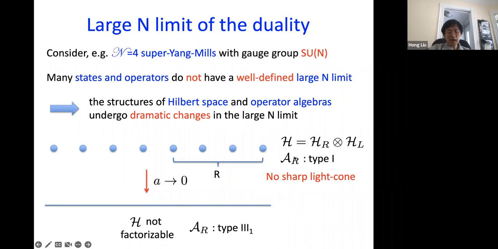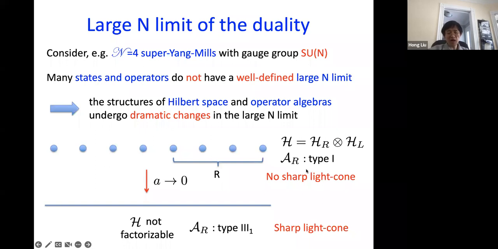And so one key thing I emphasize is that when you have type I in the discrete case, there's no sharp light cone. And in this case, there's a sharp light cone. So the emergence of a sharp causality in the continuum limit of a quantum field theory very much has to do with this emergence of type III_1 algebra in the continuum limit, say of a QFT.